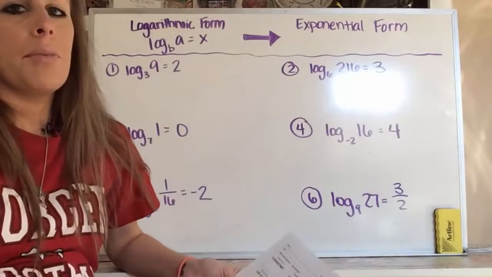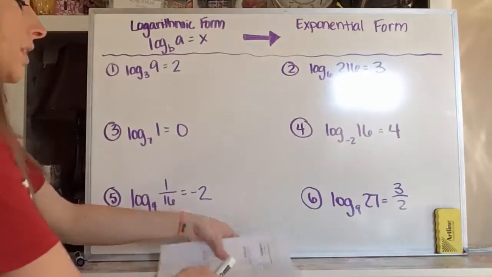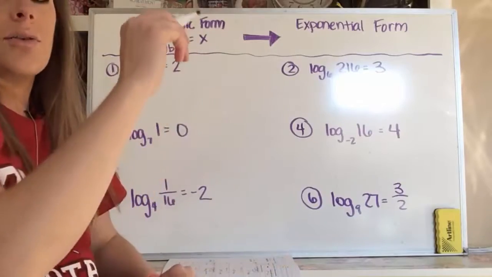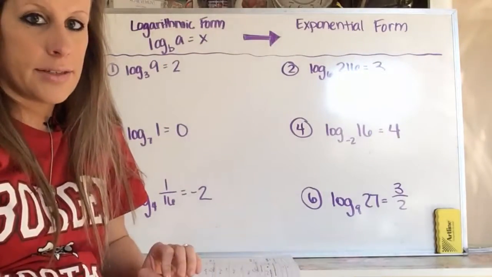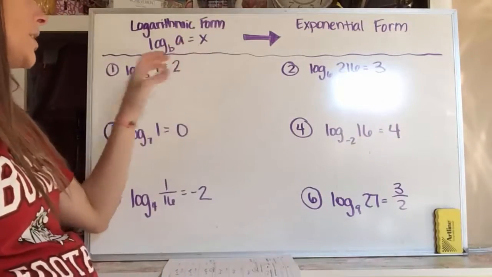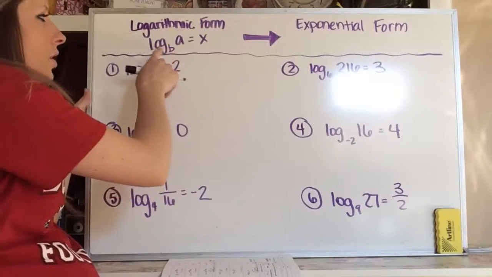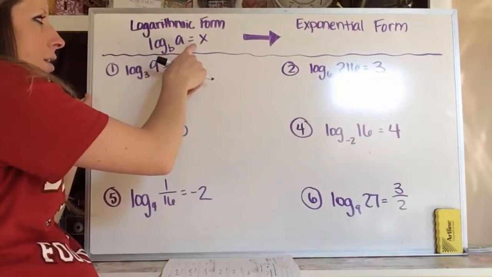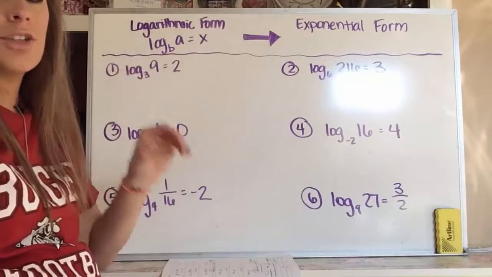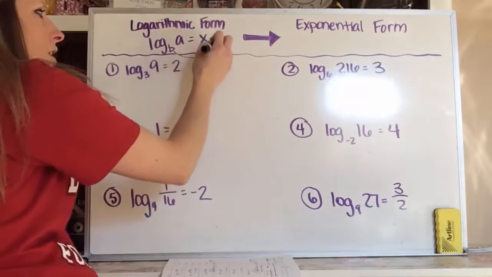Whenever you see a log, it looks kind of funny right now, but it's really not that bad. The thing you need to remember whenever changing from logarithmic form to exponential form, or vice versa, from exponential to log, is that you're always going to go counterclockwise, and you're always going to start with the base. Look at this logarithmic form. The way this reads is we say log base b of a equals x. That little bitty number at the bottom next to your log is your base. So we always start with the base and go counterclockwise.